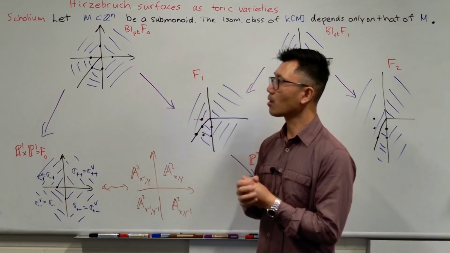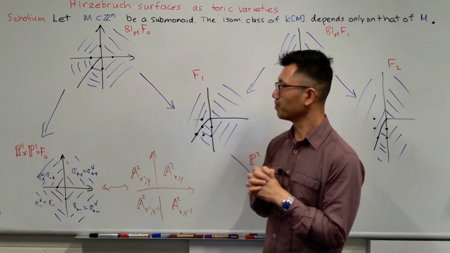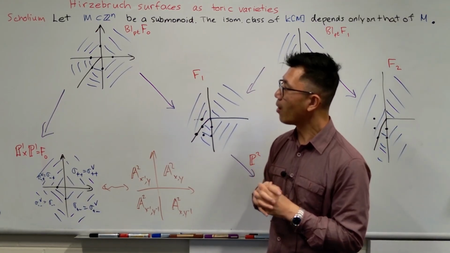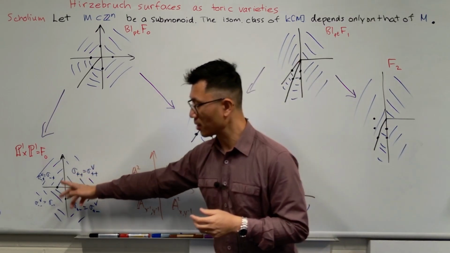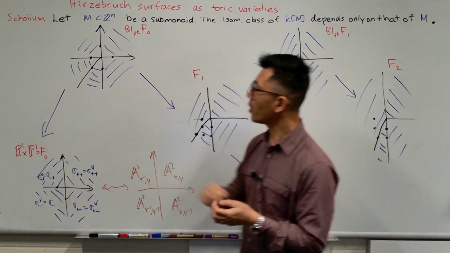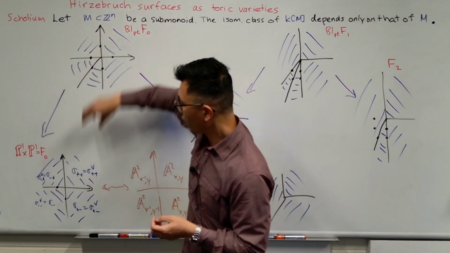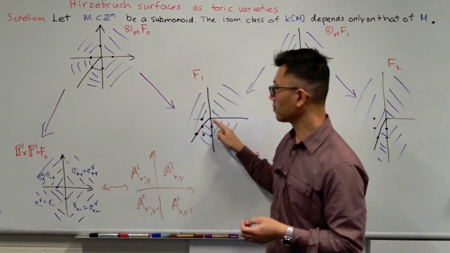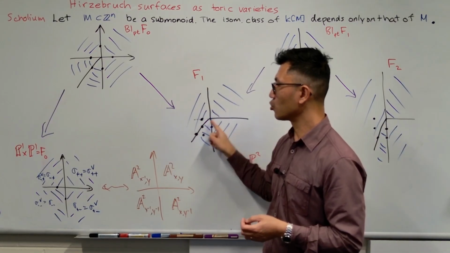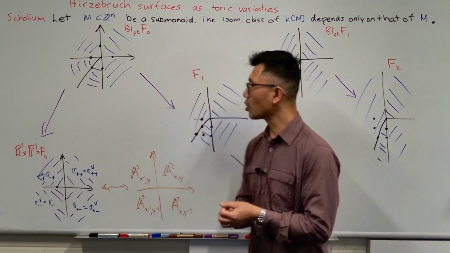So what's the next thing that you can do? What we're going to do now is look at the reverse of this process. Instead of breaking up one of these cones into two, we're going to join up these two cones into one. That's what we're going to do. We're going to join them up. And so what's the point here?